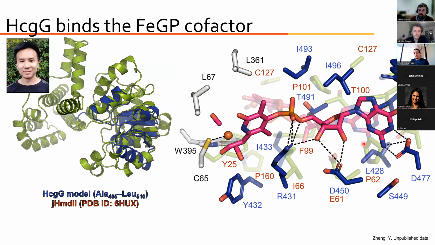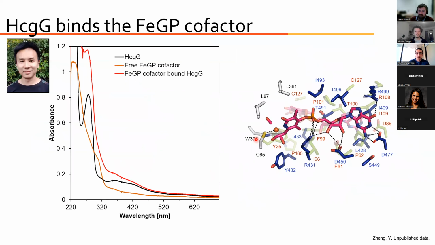What he did is superimpose the iron GP cofactor and then minimize the energies to try to bind it to ACGG, and indeed it binds very well. And this conserved cysteine directly points to where the iron could be. To further study this, he purified ACGG and then did a reconstitution experiment, incubating ACGG with a purified iron GP cofactor. And indeed, the protein binds the iron GP cofactor.